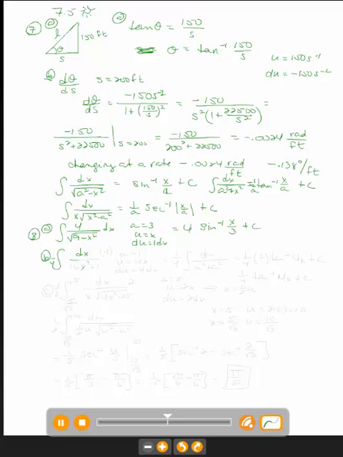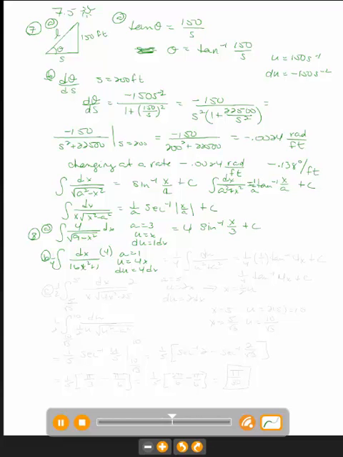Part B wants us to do dx over 16x squared plus 1. Okay, so for this one, the a is 1, the u would be 4x, and the du would be 4 dx. And I don't have the 4. So I need to put a 4 in the numerator, which means I need to put a 1/4.